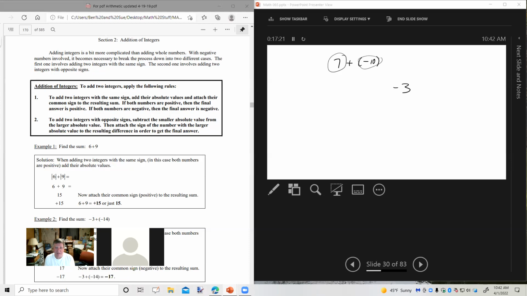But anyway, so we get back to this idea of adding 2 numbers with different signs. Which one is more powerful? That's the one that dominates. Let's look at some more examples.